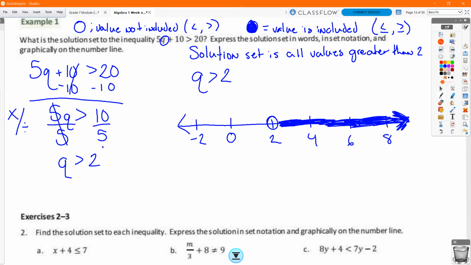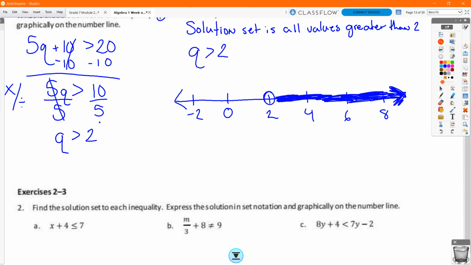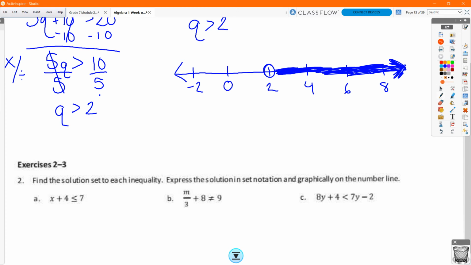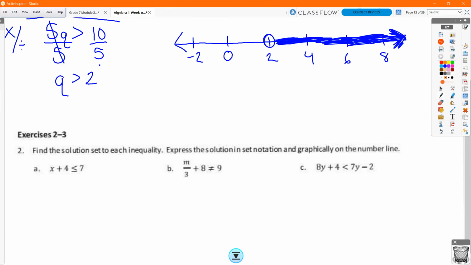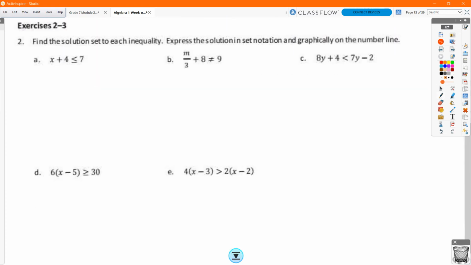So let's keep on moving down. Find the solution set to each inequality, and express the solution set in set notation and graphically on a number line. Well, this is going to be easy. Just so we can get some things squared away, D is going to be for homework. E is going to be for homework. Just so we get that one out of the way now. That's important for us to know. So let's work on our solutions.